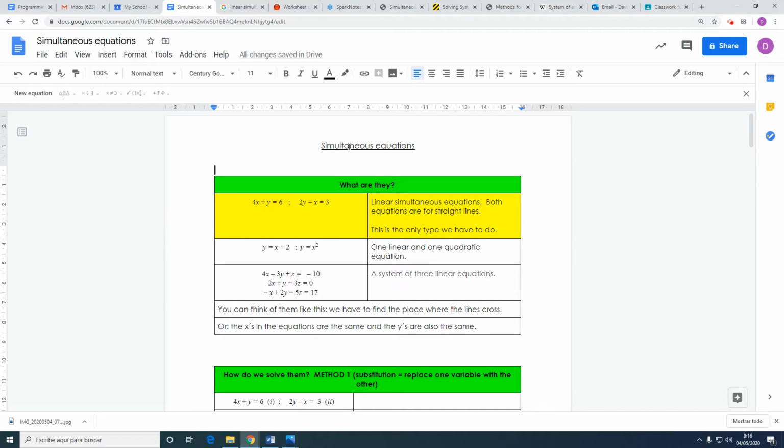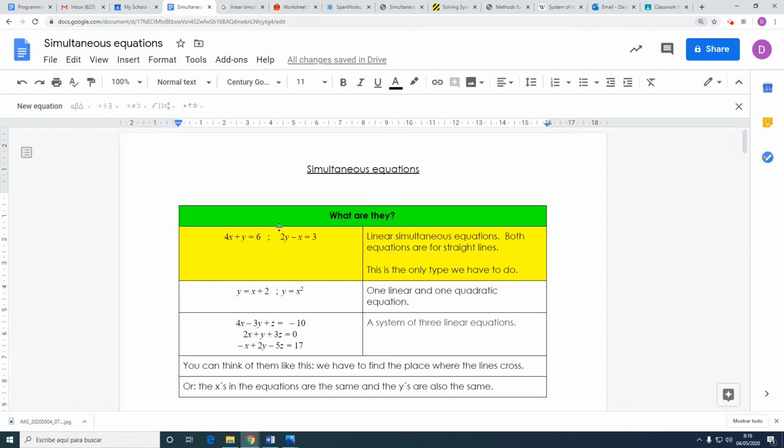Okay, simultaneous equations, what are they? Well, that's what they are. They look like two equations. There's always two or three or four or five equations that are linked together. And what connects these equations is that if this x and this x are the same, this y and this y will also be the same.